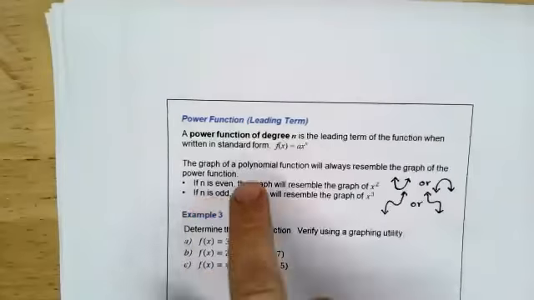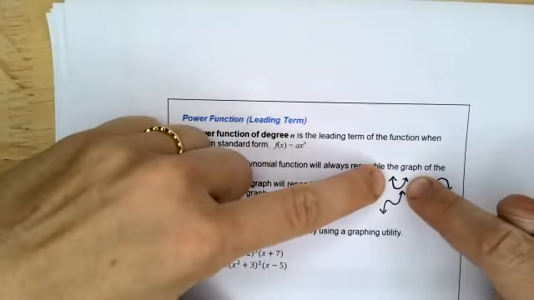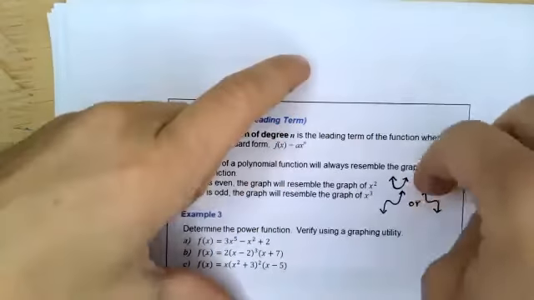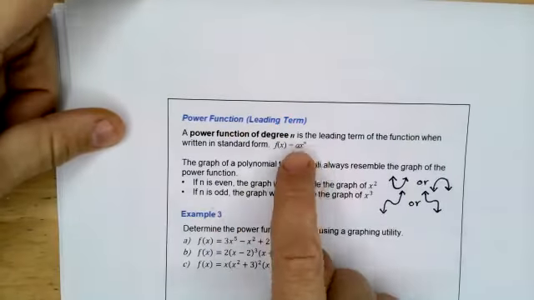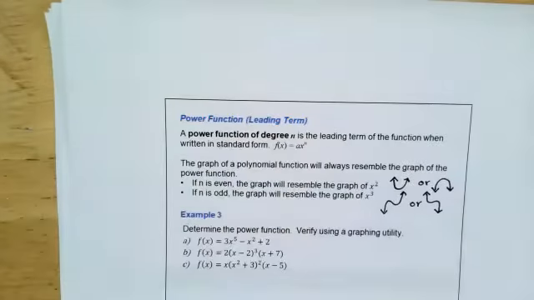So if that number is an even number, the two ends, or the two arrows, will go in the same direction, both up or both down. If that number is odd, they will separate. One side will go up, one side will go down. Good. All right. So it's okay if that doesn't make perfect sense. What we are going to do is we are going to determine the power function of each of these. So remember, the power function is the degree, okay? The degree of the leading term.